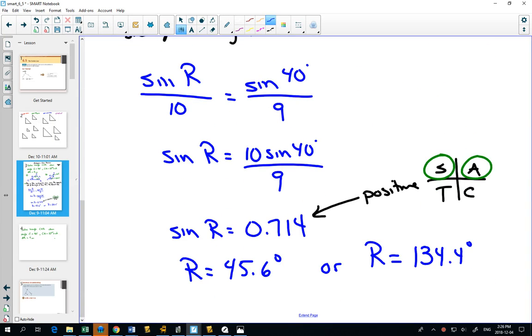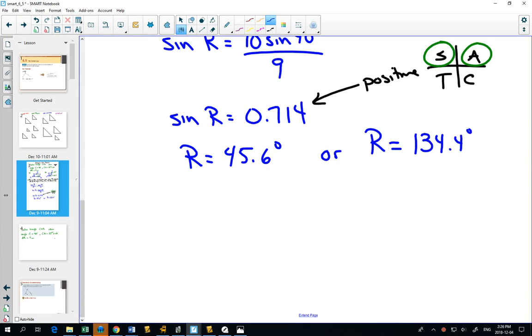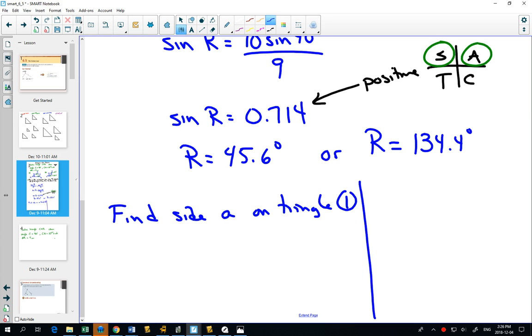What do we have left to do? We have to find side A on triangle number 1, and we also have to find side A on triangle number 2. Again, we can use the sine law.